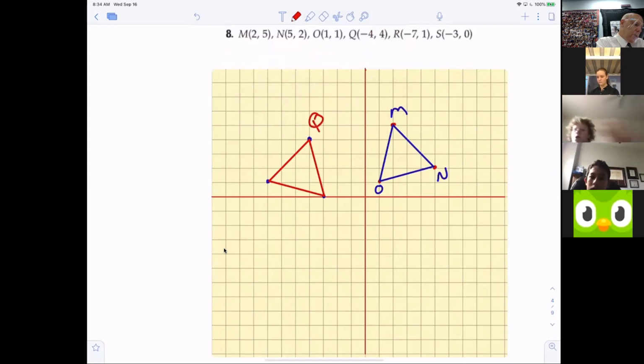Okay, Q, R, S. Do they look congruent? Yeah, they kind of look congruent. Do they agree with me? All right, so this is kind of called a geometric proof.